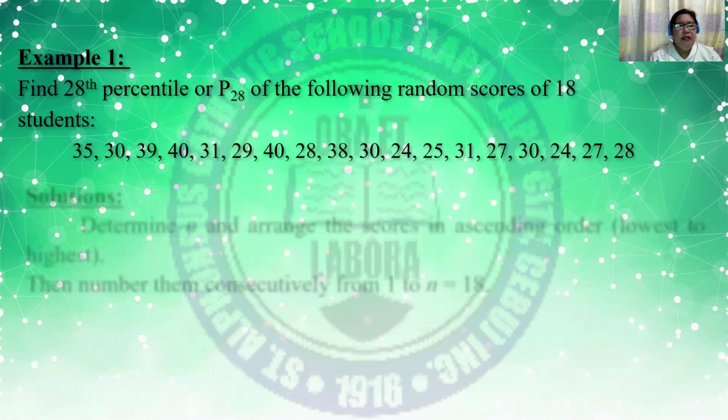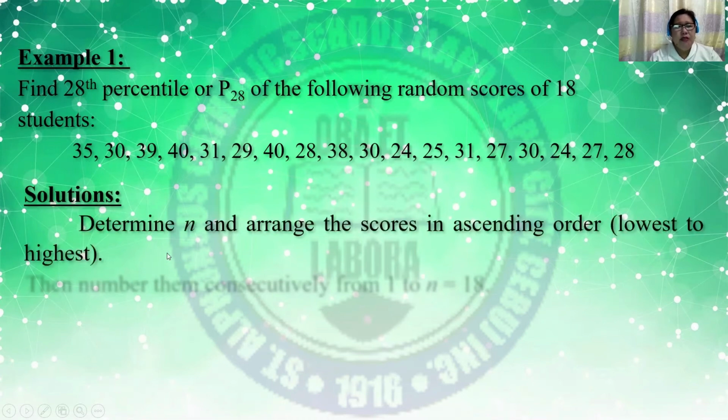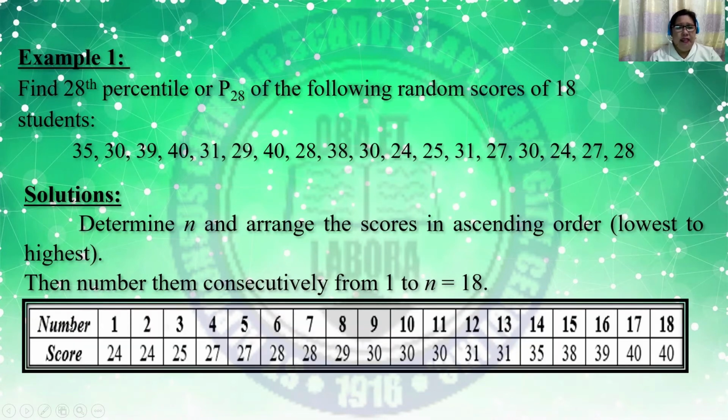For example, find the 28th percentile or the P28 of the following random scores of 18 students, given 35, 30, 39, and so on. For the solutions, first, you have to determine n and arrange the scores in ascending order. Then number them consecutively from 1 to n equals 18. So the arrangement now is like this. The first row will contain the numbers from 1 to 18. And then the second row, you will have the scores starting with 24 as the lowest score and 40 as the highest score.